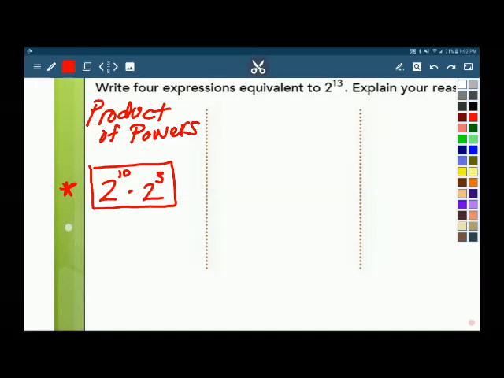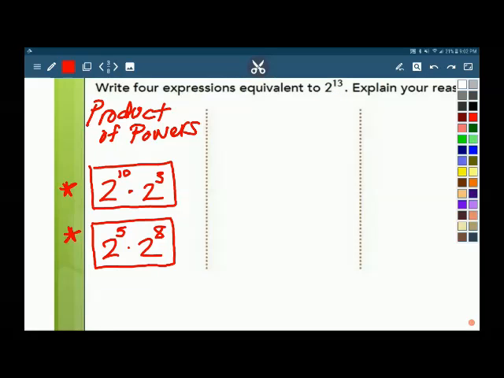I can come up with another one, 2 times 2, but we can make the exponents 2 different numbers that would add to 13. Maybe like 5 and 8. Okay, 2 to the 5th times 2 to the 8th, that would also become 2 to the 13th. So I can keep going. I can generate many equivalent expressions that would generate 2 to the 13th power.